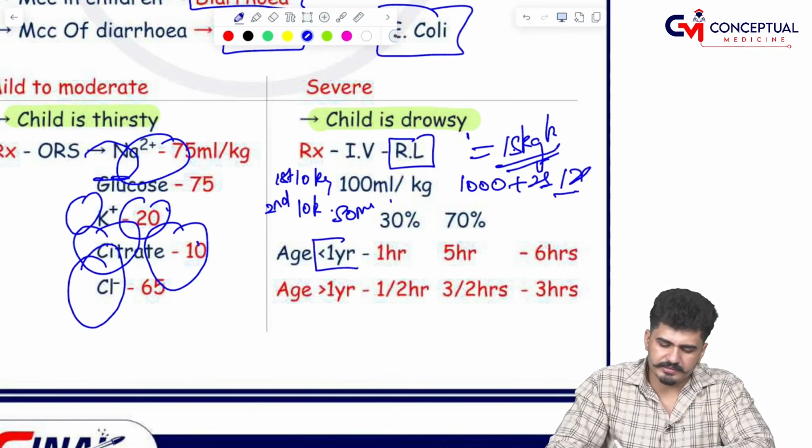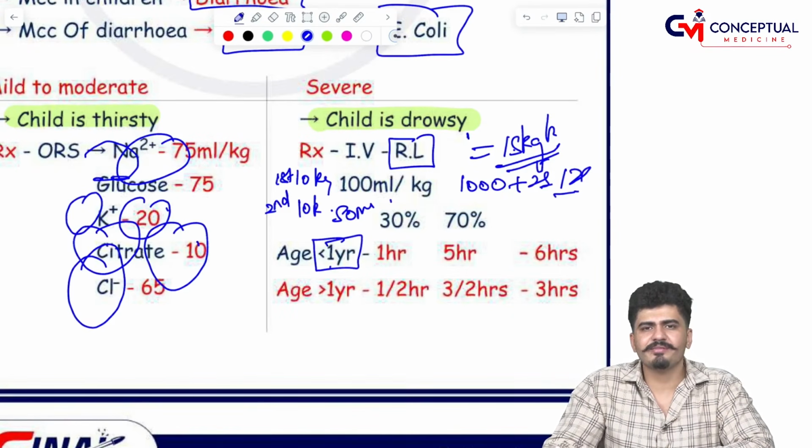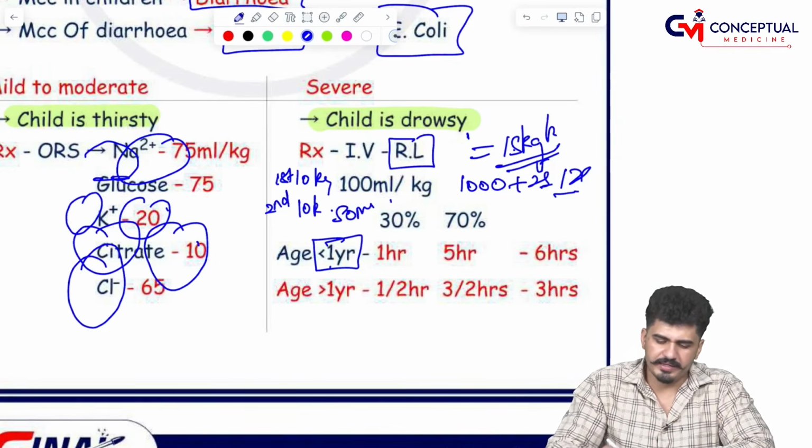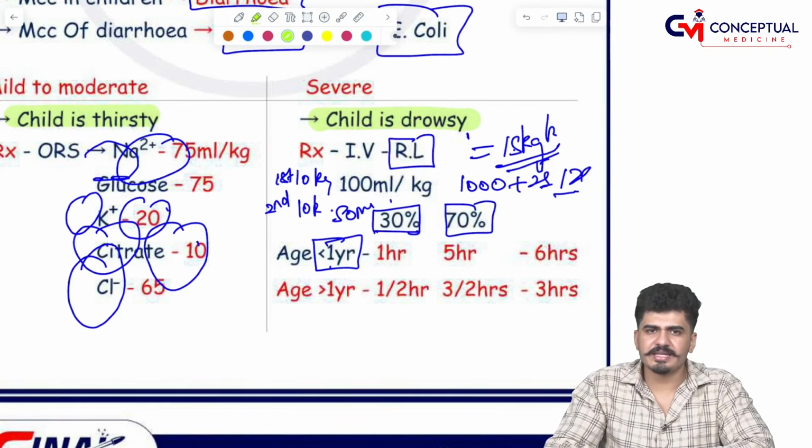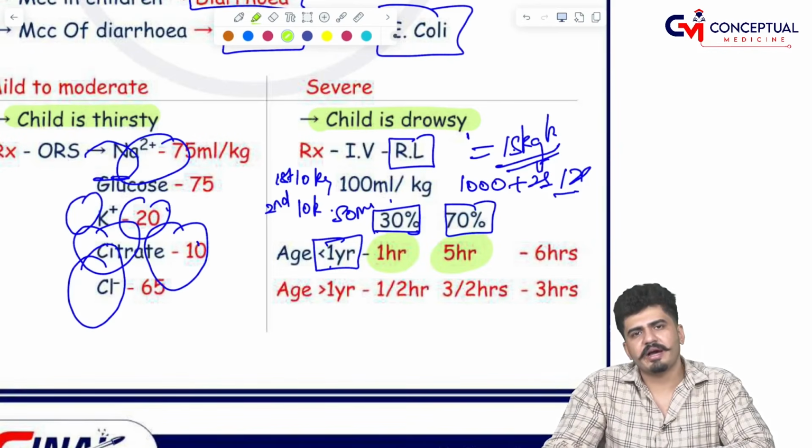Now age matters. Less than 1 year we will take more time, and more than 1 year will take less time. It is divided into the first 30% and 70%, sir. Remember, if age is less than 1 year, the first 30% is given in the first hour, and the remaining is given in 5 hours. Half the time will be taken for age more than 1 year.